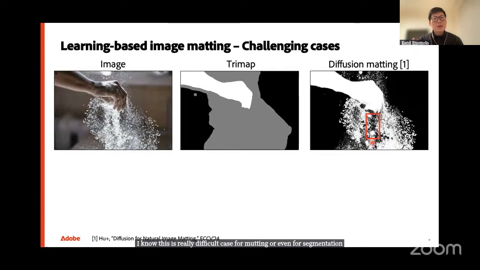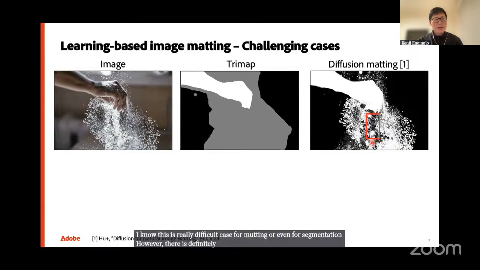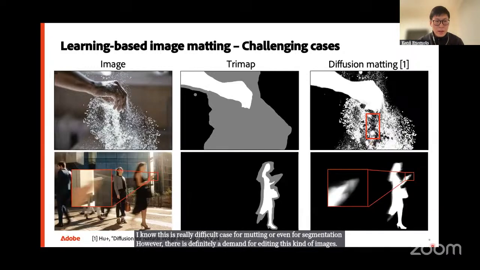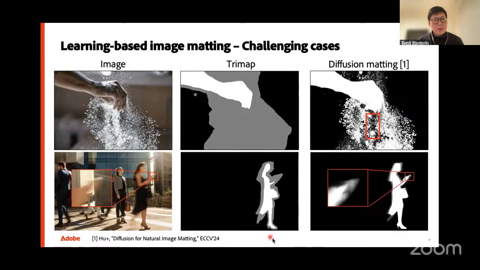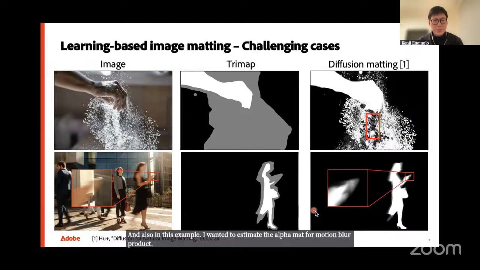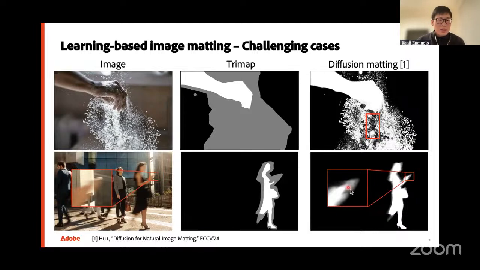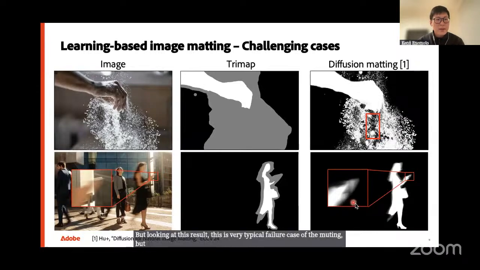However, there is definitely a demand for editing this kind of image. And also in this example, I wanted to estimate the alpha matte for a motion blur plot. But looking at this result, this is a very typical failure case of matting, where the alpha matte is affected by the background texture, and we can see some flaws in the alpha matte estimate.